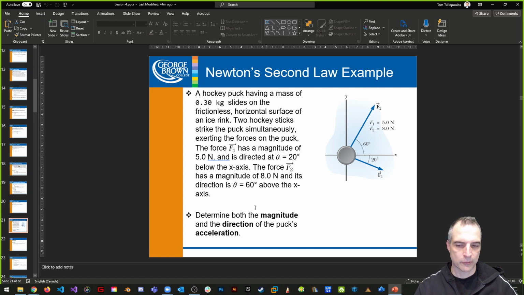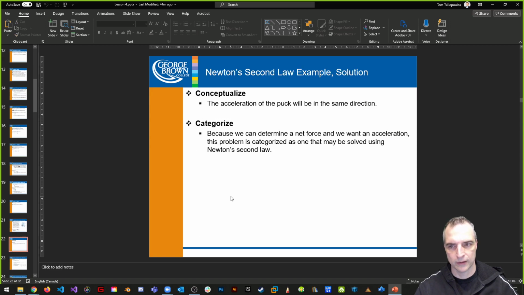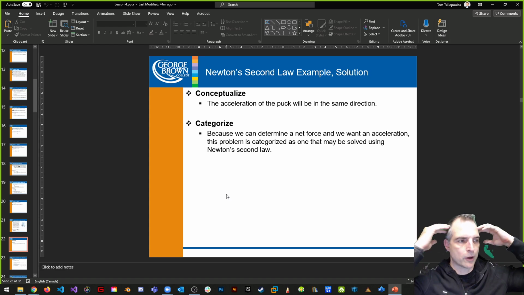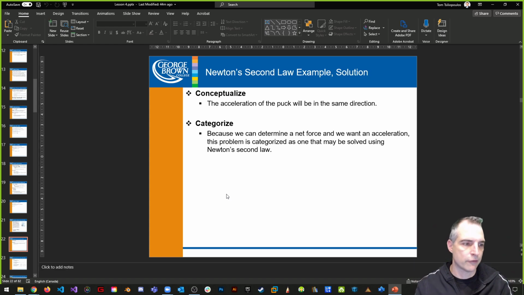So here's the question: determine both the magnitude and direction of the puck's acceleration. Magnitude and direction, okay? So how would you approach this problem? Well, let's think about the way we would do it. We conceptualize. The acceleration of the puck will be in the same direction as the net force, because both sticks are hitting it at the same time. Remember, what we want to do is calculate the sum of all forces. How can we calculate these things?